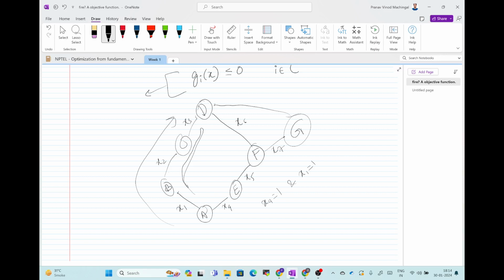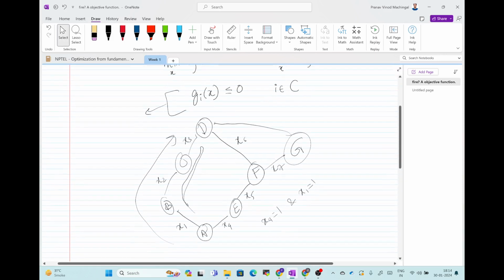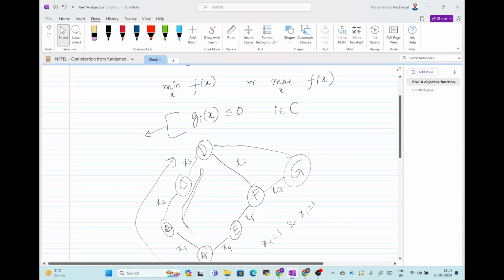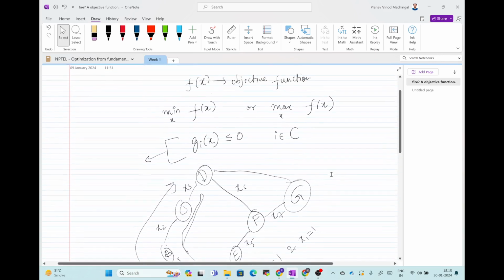This map idea, Google Maps, finding the shortest path from A to D. This is just a broad sense of what optimization is that I'm trying to convey. Any doubts so far?